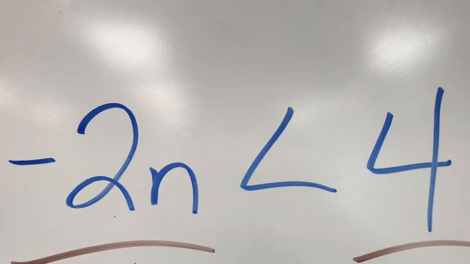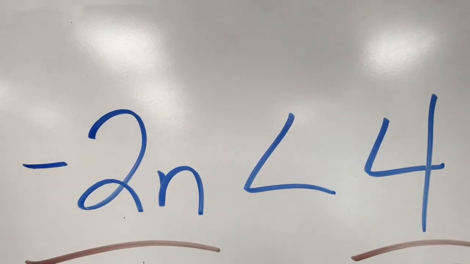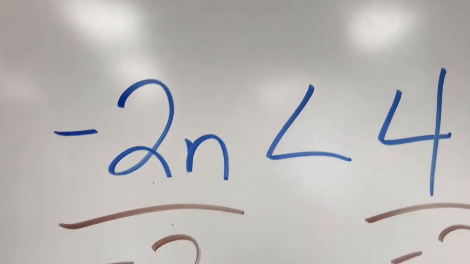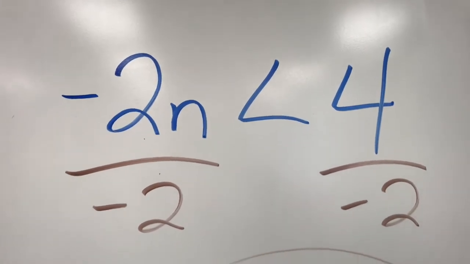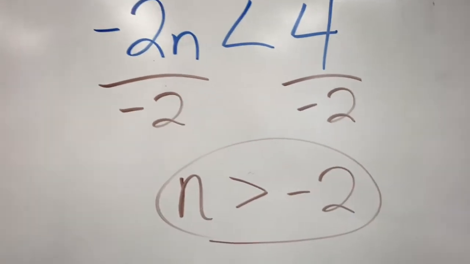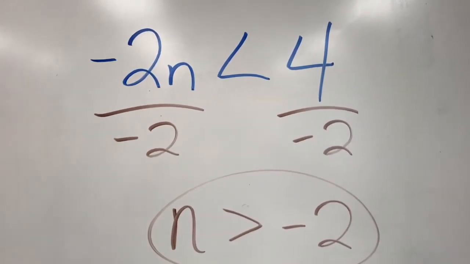One rule that you have to remember is that if you multiply or divide by a negative, you have to flip the symbol. So here we're dividing by -2, so we get n and -2, but we have to flip the symbol. So n is greater than -2.